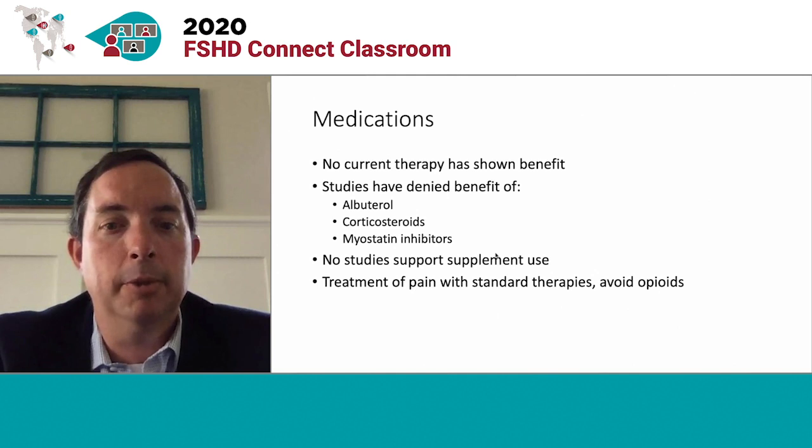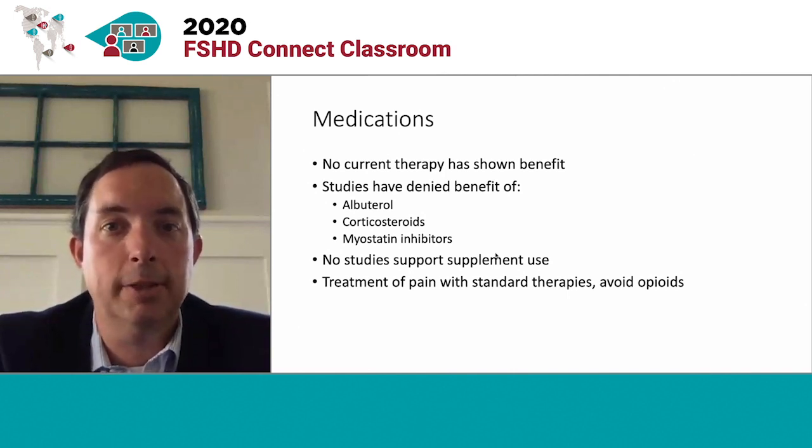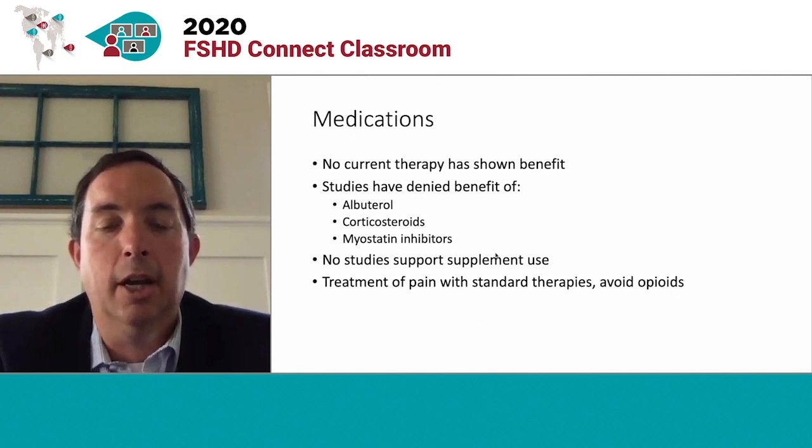And then treatment of pain with standard therapy. For me, that's things like ibuprofen or Tylenol, or the next level would be things that people would typically consider using for fibromyalgia, like gabapentin, Cymbalta, Lyrica. I tend to avoid opioids as much as possible because the pain that comes with FSHD is going to be with you for a long time, unfortunately. And so it's important to be on something that you can continue to take and minimize the addictive properties where possible.